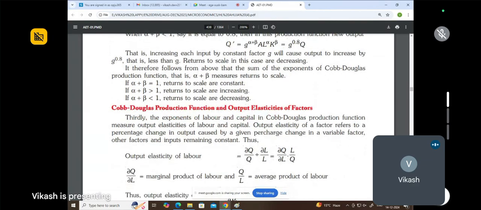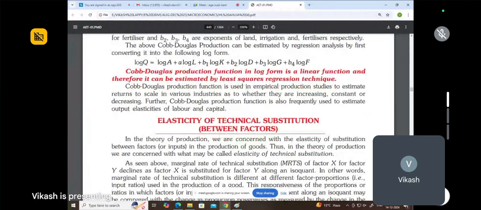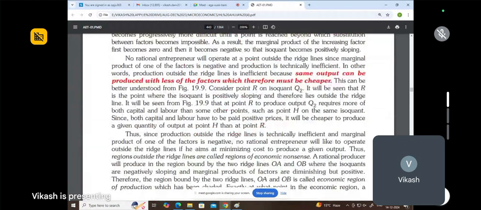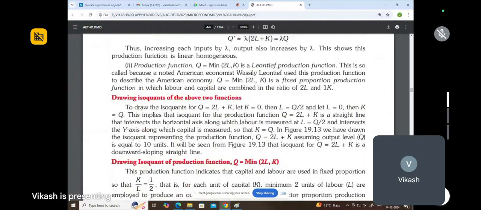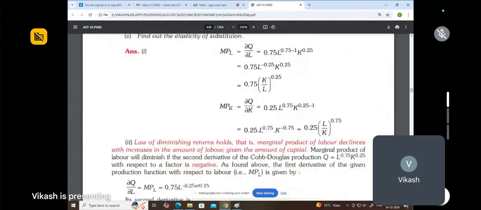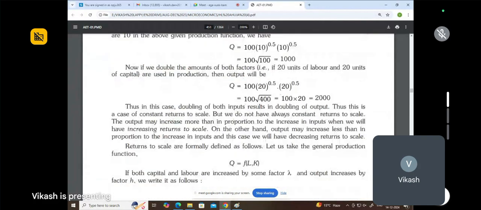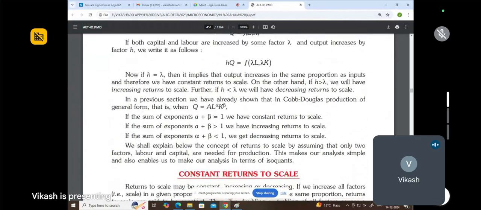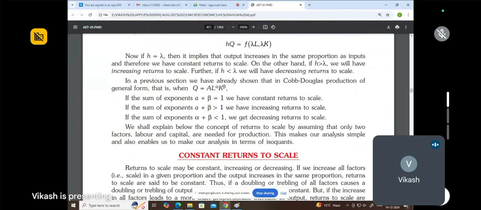Okay, now the related numerical you can see here in the page number. Returns to scale and the numerical. Again, this information is given on page number 421, on how to identify returns to scale.